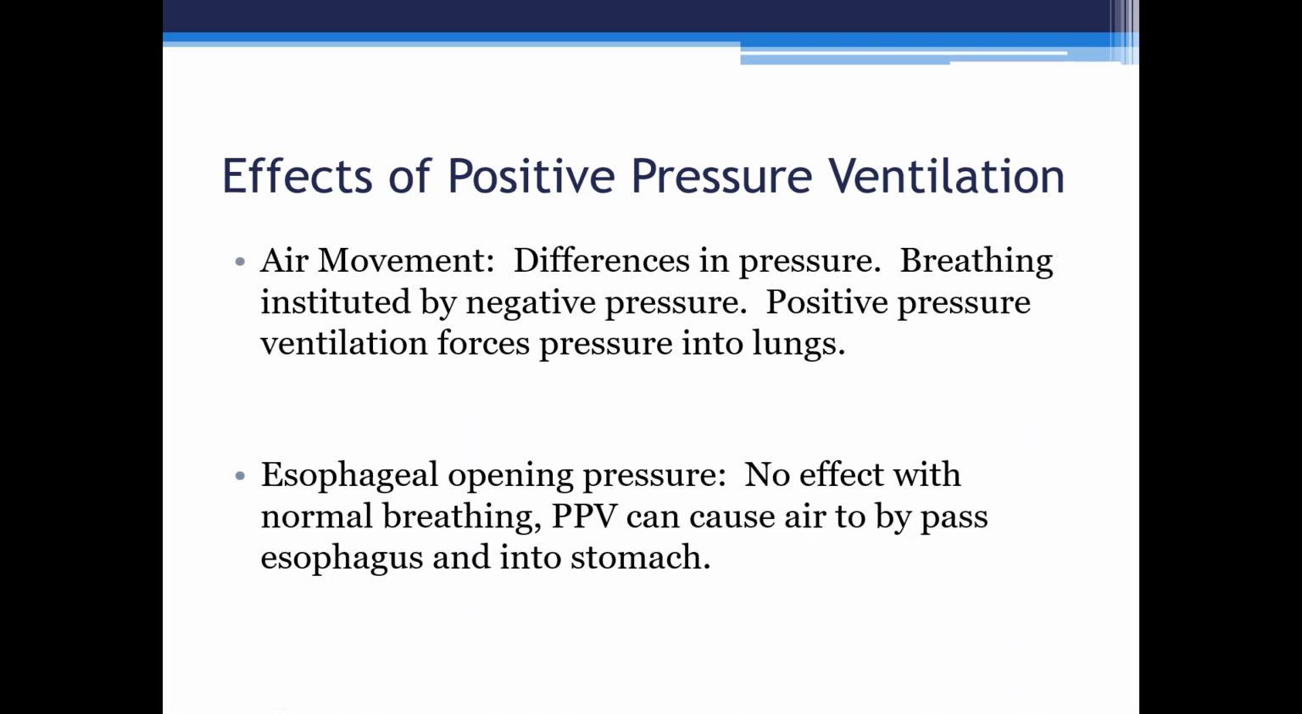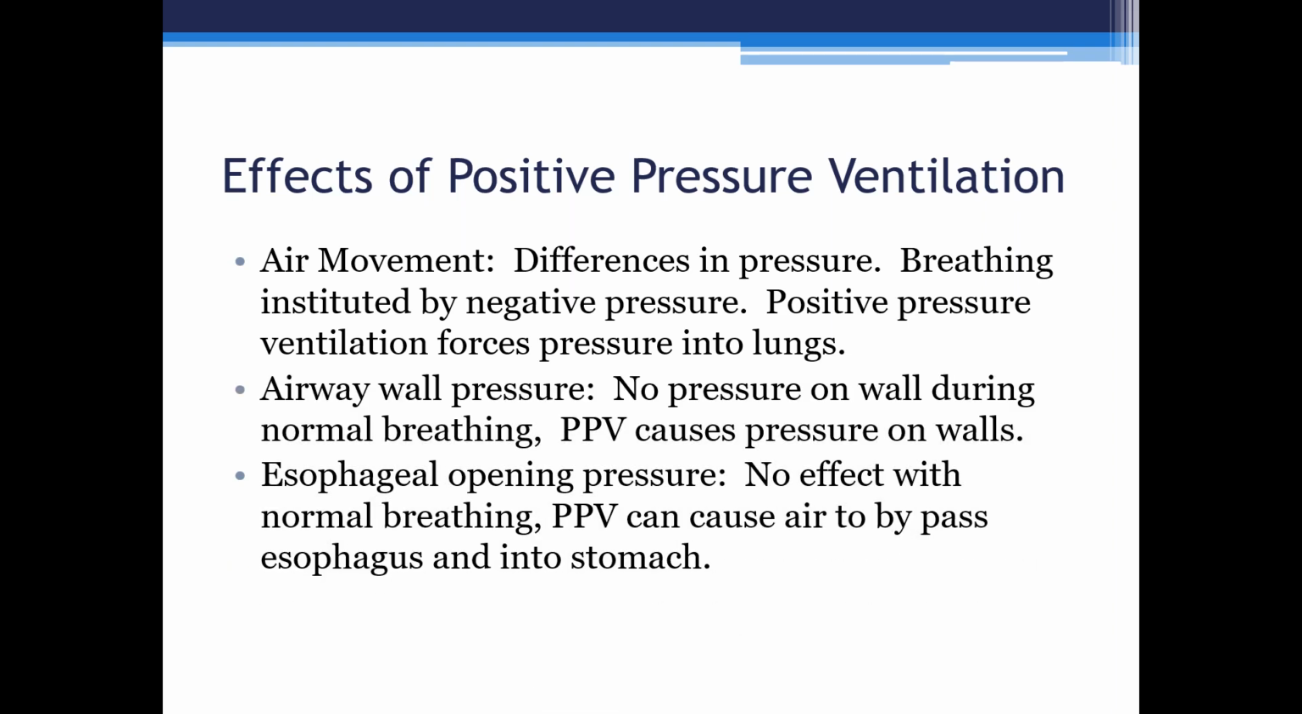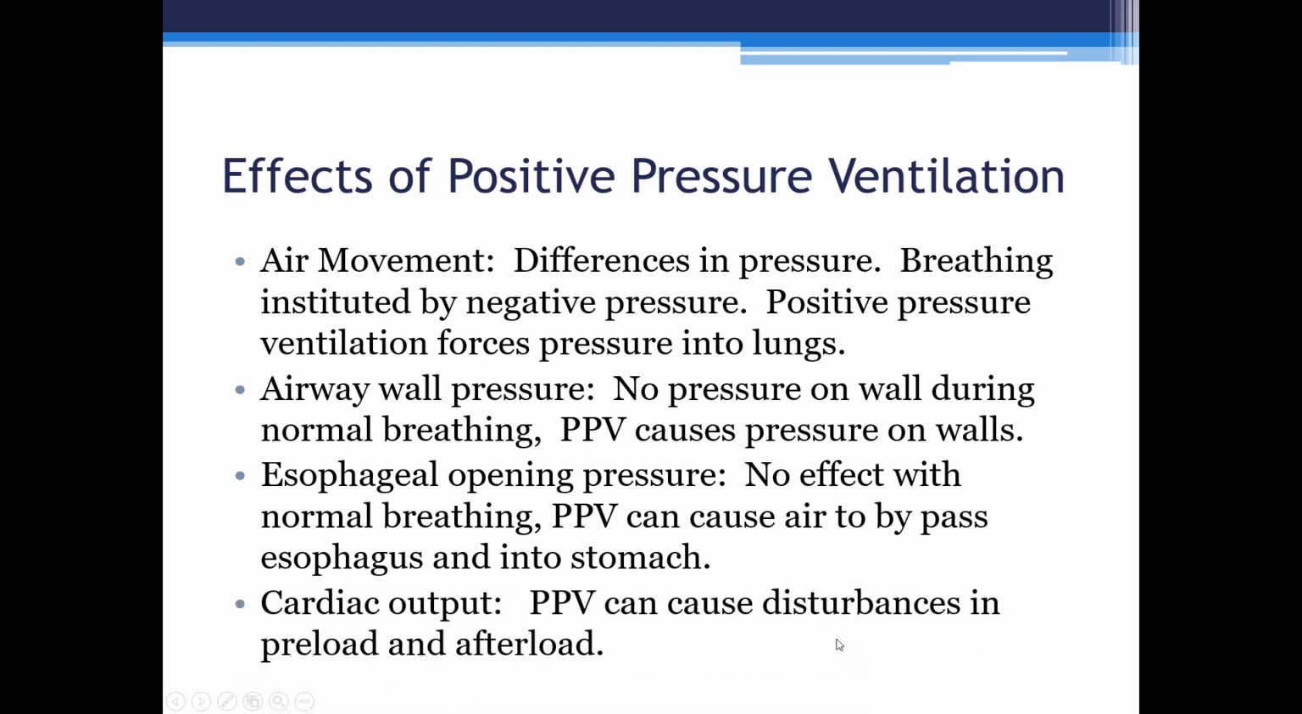Other things, again, is the differences within that pressure. Breathing is instituted by negative pressure, so we're going from positive pressure to negative pressure. With positive pressure ventilation, we're bypassing that movement and we're forcing that air into the lungs. By forcing that air into the lungs, we are compromising the airway wall pressure a little bit. When we're breathing adequately, there is no pressure on those walls, but with positive pressure, we are creating pressure on the airway walls. So think of our lung tissue as getting an increased amount of pressure and tension.